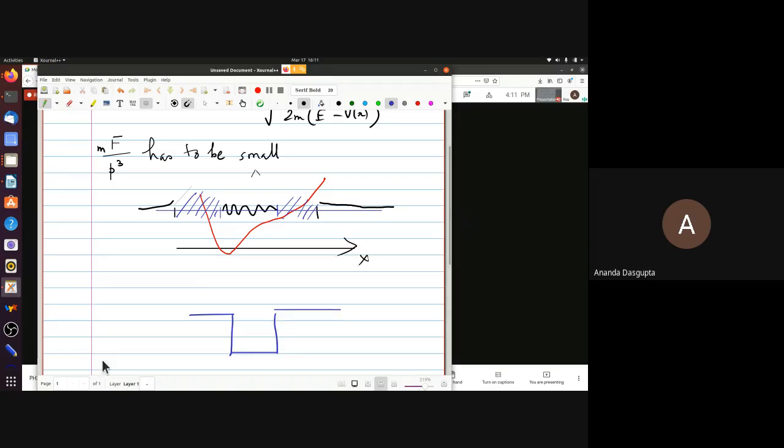and if this is your potential and you're trying to find the energy eigenvalues and eigenfunctions, you know exactly what the solution is here. You know exactly what the solution is here. And similarly, you know exactly what the solution is on this side, all the way right up to the boundary. And so now all the job that is left is you need to match the solutions at the boundary, and then you have an actual solution.